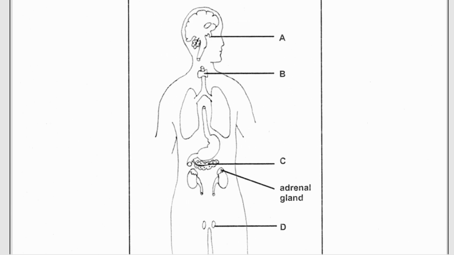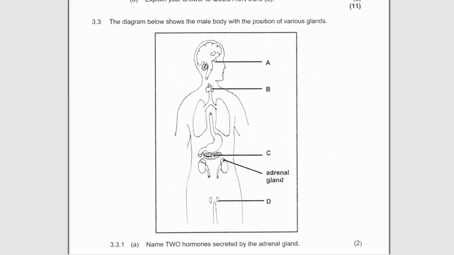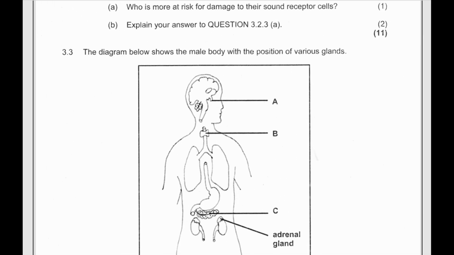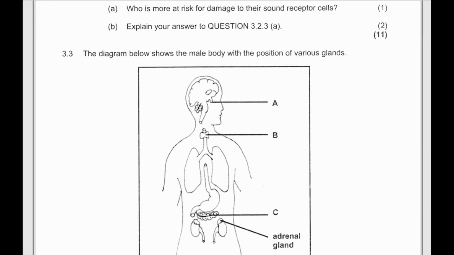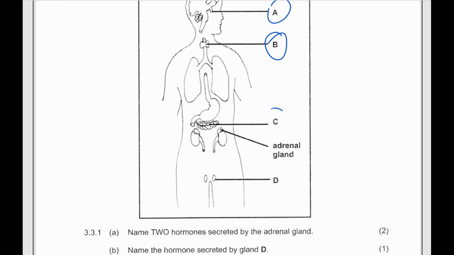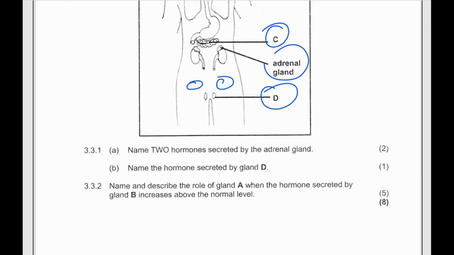Question 3.3. This question is asking, I told you what to do when it came to this. Yes, I told you very well. We say that is the pituitary gland. This is the thyroid gland. This is the pancreas. This is the adrenal gland, and these are the gonads. Specifically, those are the testes. The ovaries are above that. Name 2 hormones secreted by the adrenal gland. It is aldosterone and adrenaline.